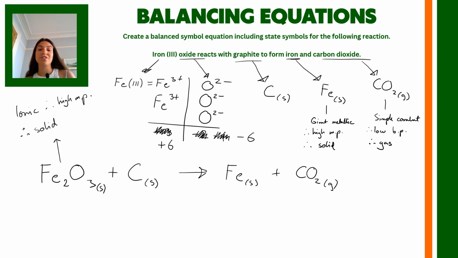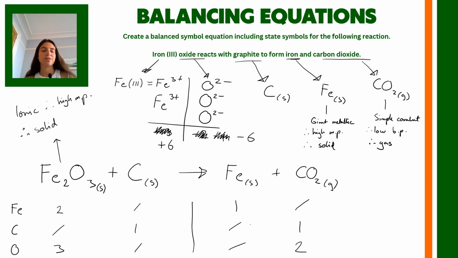So that is a giant metallic bonding for iron, high melting point, and iron is a solid. And carbon dioxide. And we know carbon dioxide is a gas, simple covalent, so it has a low boiling point. And remember that dioxide means 2 of my oxygen atoms. Okay, so what I have got here now is an unbalanced equation. So I need to balance it. So let's get my table and let's count everything up.